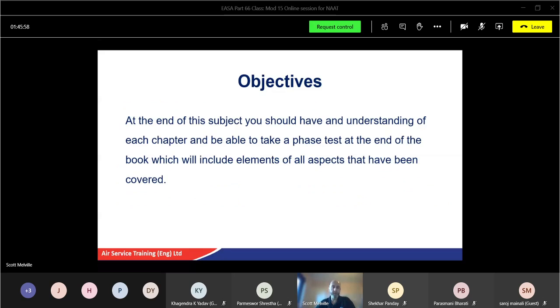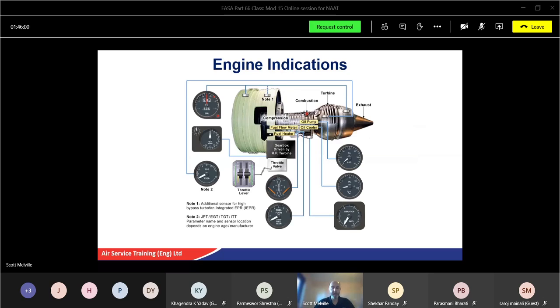So give me some examples of indicators you might want to see in an engine. What sort of indicators might you want to see? Yeah, exhaust gas temperature and low pressure, high pressure, RPM of the compressor blade, N1, N2. Lots of things. You've got EPR, fuel flow. There are so many things you could have. So yeah, that's just an example.